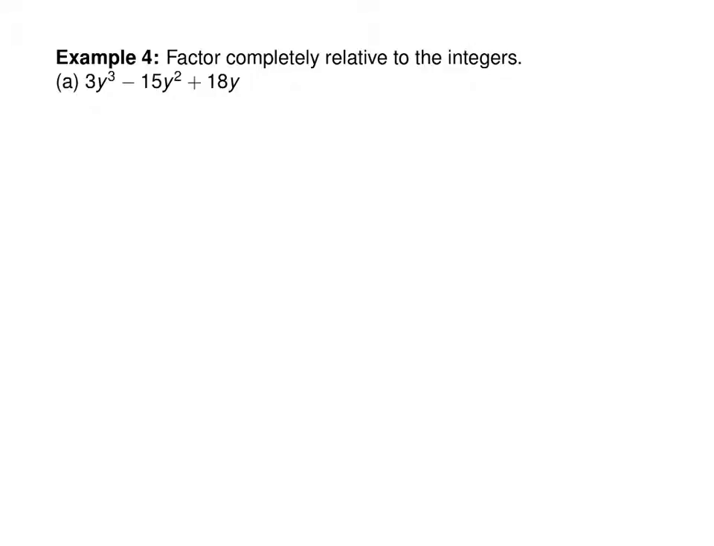Factoring comes up all the time in calculus, so you have to be pretty good at it. So with this one, what's the first thing that you should do? Take out the greatest common factor, yep, which is 3y. You're left with y squared minus 5y plus 6. And a lot of factoring that you see is like that, where you have a leading coefficient of 1.